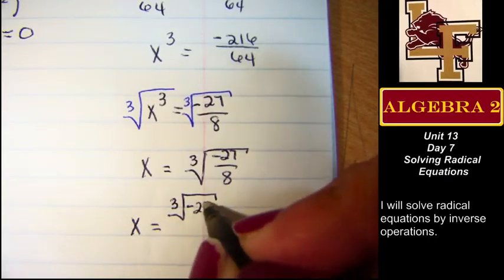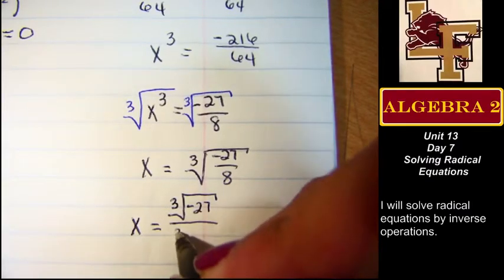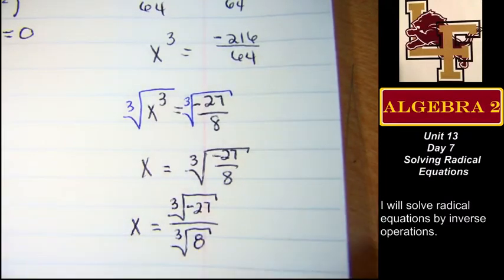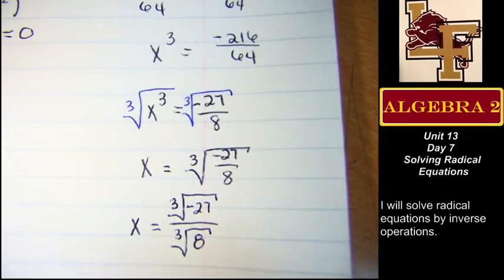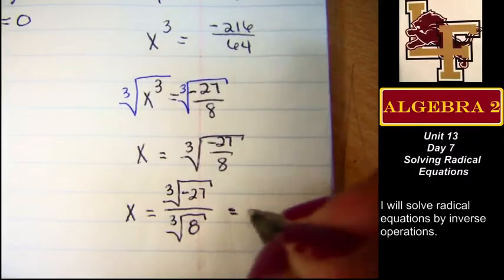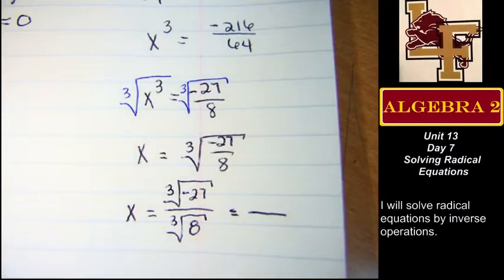When you have a fraction inside of a radical, any kind of root, you can break up the radical into the top part of the fraction and the bottom part of the fraction. And so now we're going to take each portion of the fraction by itself. Cube root of negative 27. What number do you multiply to itself 3 times to give negative 27?